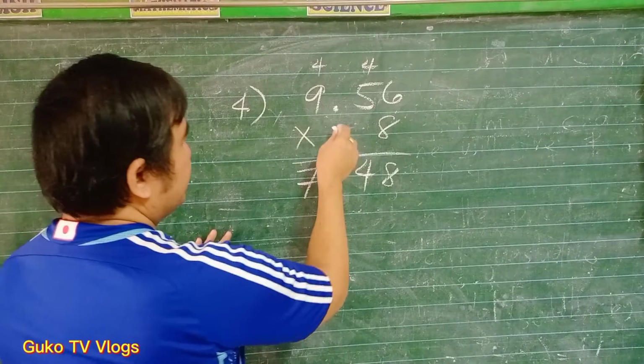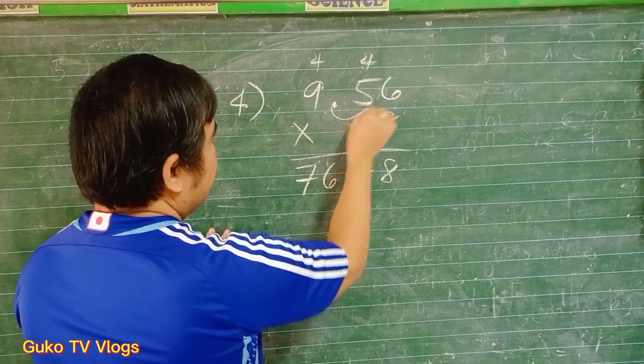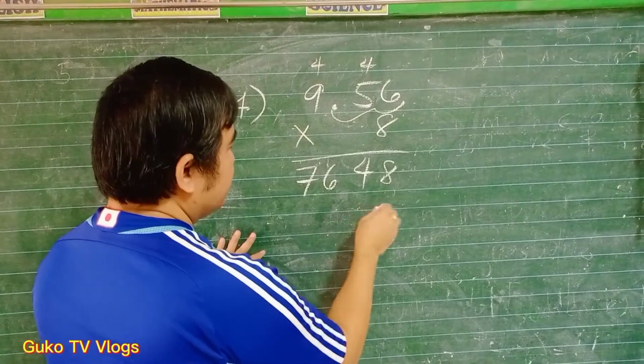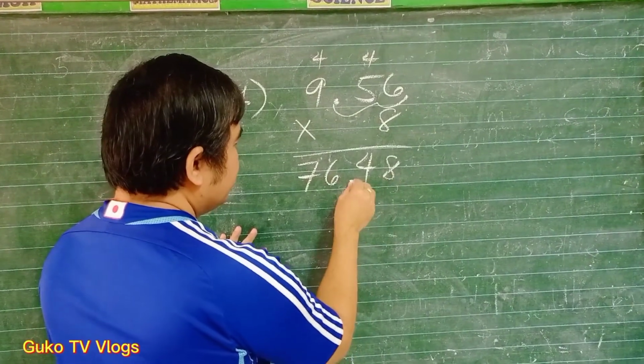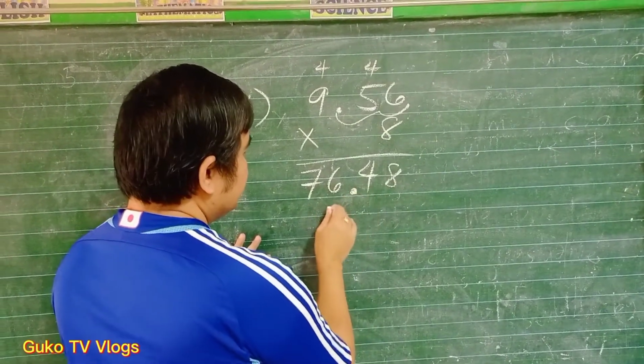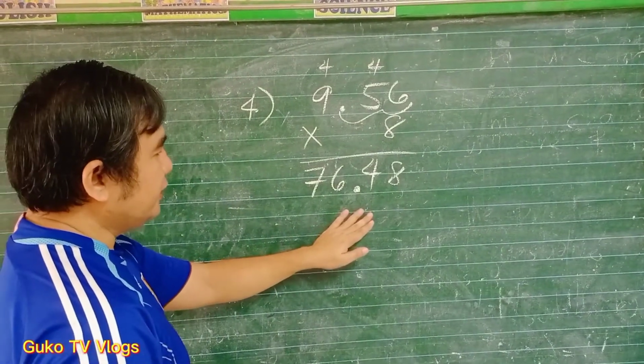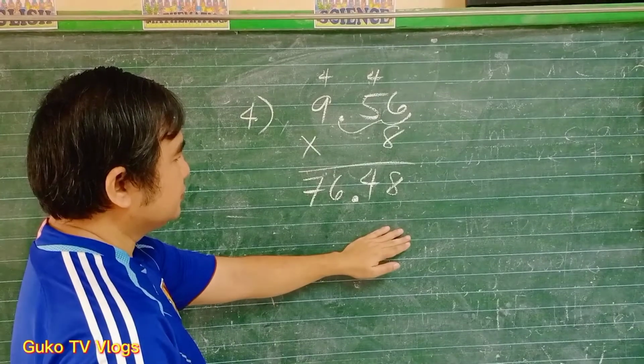Then count the number of decimal places. So we have 1, 2. So 2 decimal places. So we'll count 2 here. So 1, 2, then the decimal point. So the answer here is 76 and 48 hundredths.